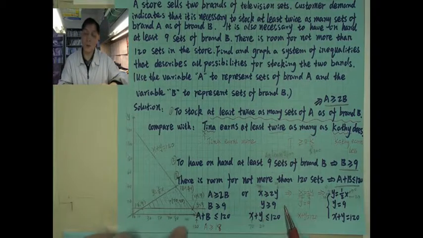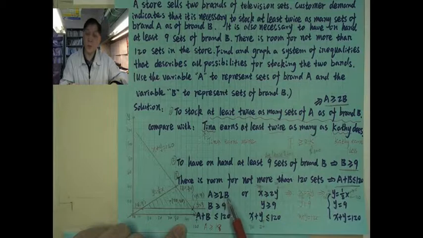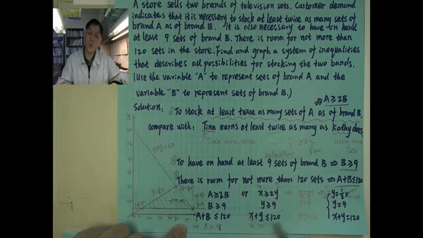All right. Now, if we let X be our A and Y be our B, you can also write this system as this system. A greater than or equal to 2B is X greater than or equal to 2Y. B greater than or equal to 9 is Y greater than or equal to 9. A and B together less than or equal to 120, so X plus Y is less than or equal to 120. Now, this is the system we have found. How do you graph this one?